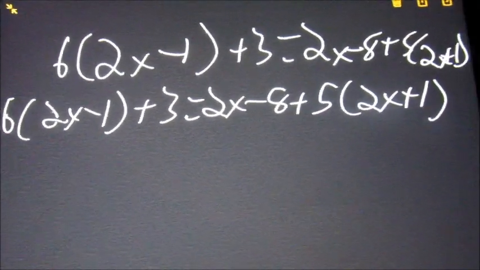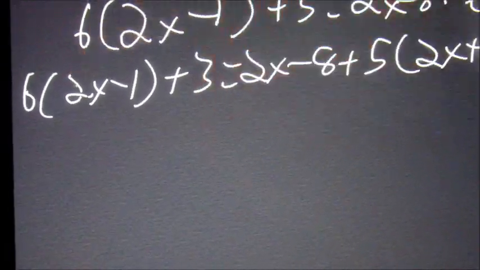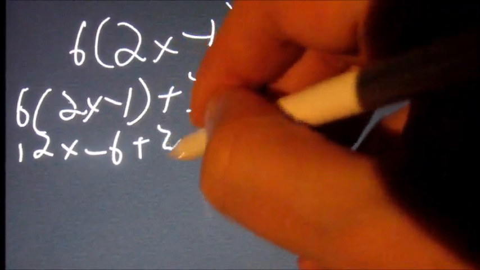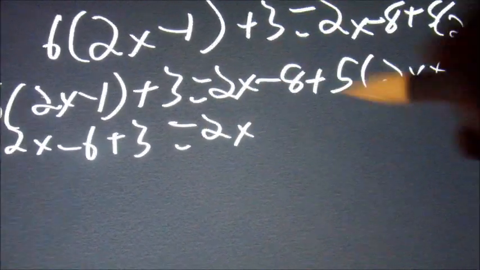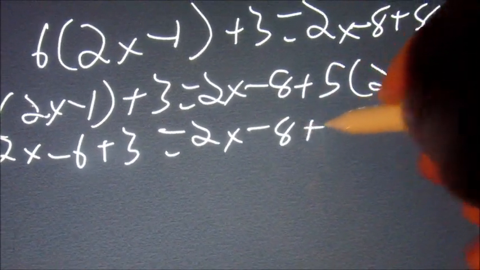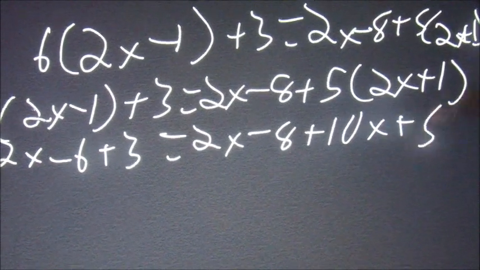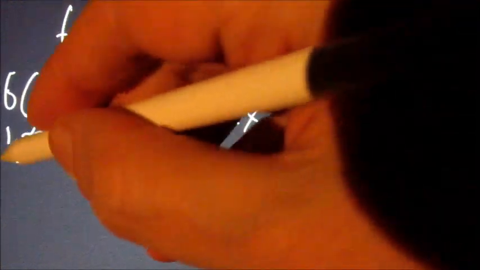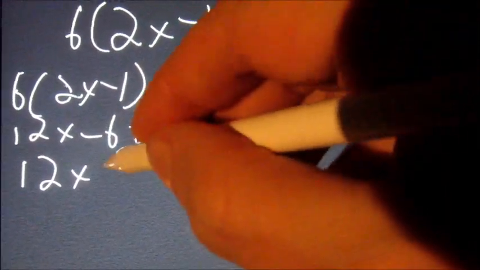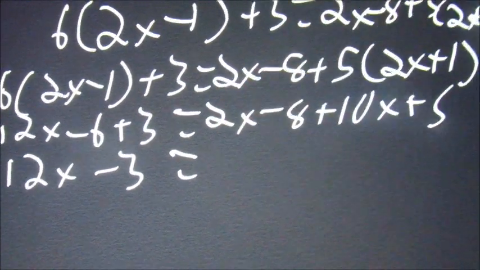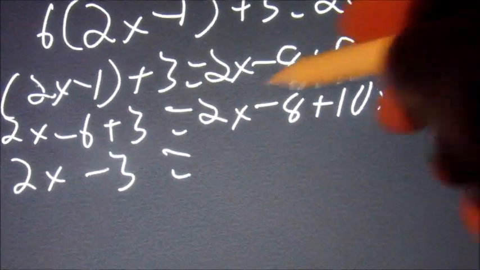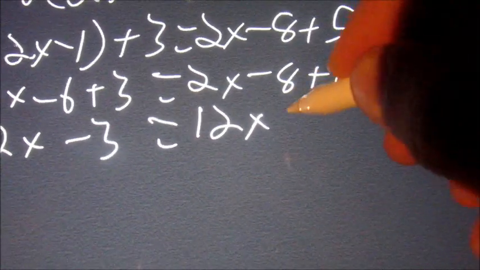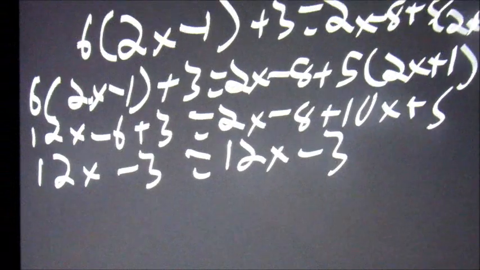Okay, so the first thing we need to do is distribute the 6 and the 5. So we're going to have a 12x minus 6 plus 3 equals 2x minus 8 plus 10x plus 5. Now we need to combine like terms. We still are going to have a 12x, and here we're going to have minus 3. On this side, we have a 2x plus a 10x, so 12x. We have a minus 8 plus 5, which is minus 3.